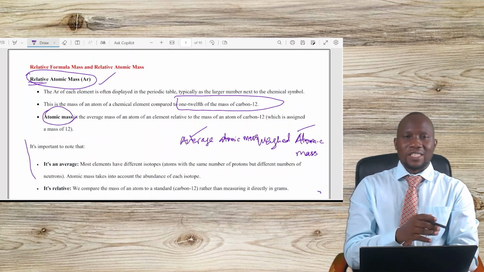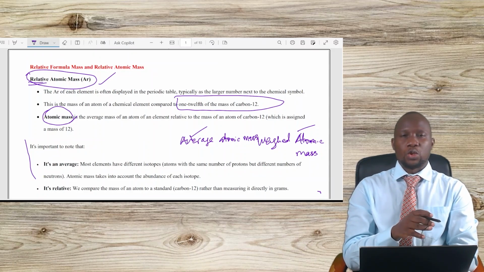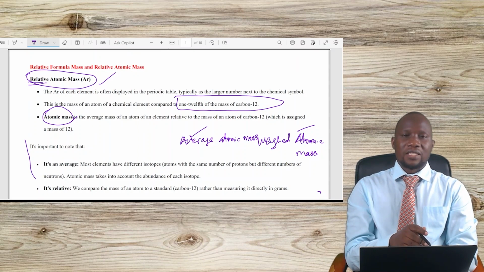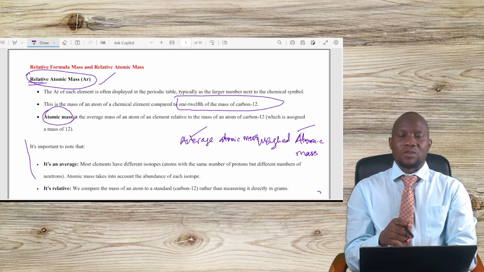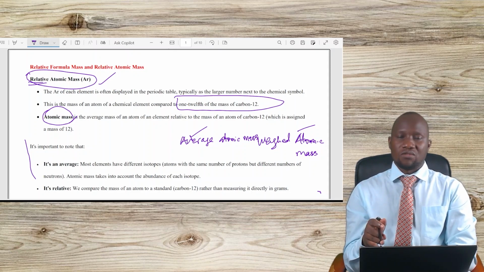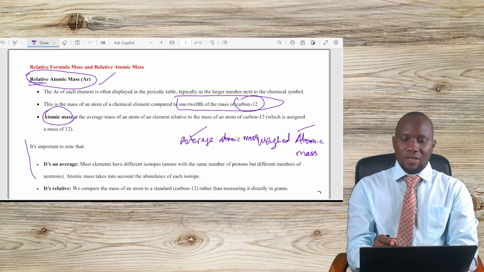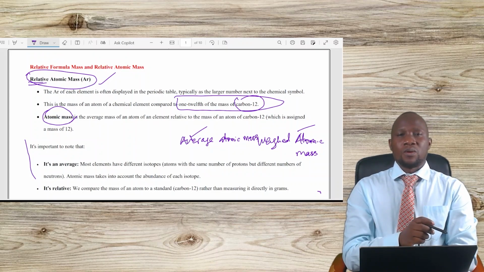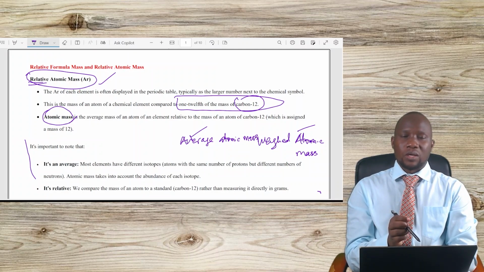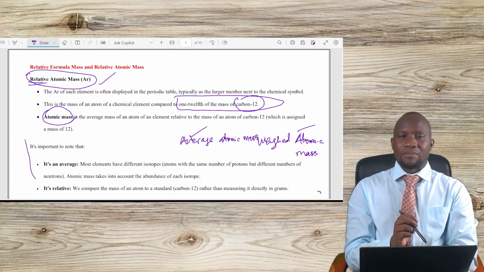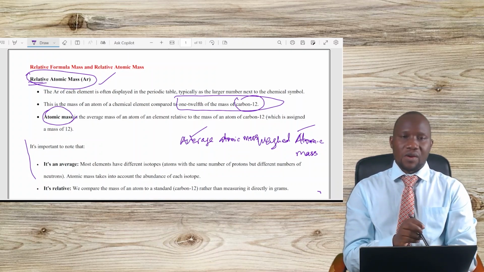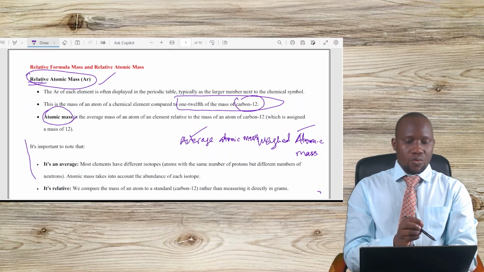So what is it in relation to? That is why we are saying that it is the mass of an atom in relation to 1/12 of the mass of carbon-12. This 12 here is basically to emphasize that it is the isotope carbon-12 that we are referring to, not any other carbon. Carbon-12, that is what we are referring to.